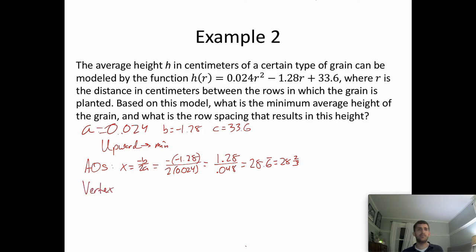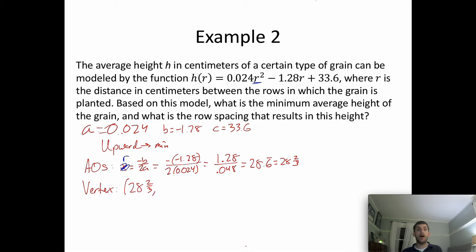Now, I also just realized I mislabeled something because we're not using x here. Looking back at the original function, we're not using x, but instead we're using r. So maybe I should go back and change this to r equals. Really, it's just the independent variable. It doesn't really make a huge difference what the variable is, as long as we're consistent. And I'm trying to be consistent here. So our x value, we got 28 and 2/3.